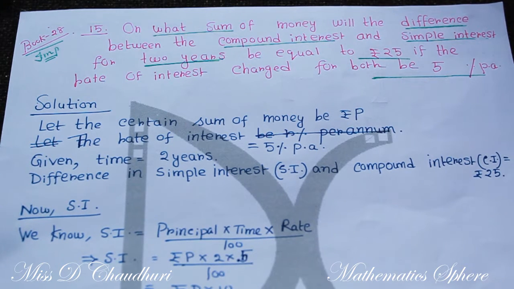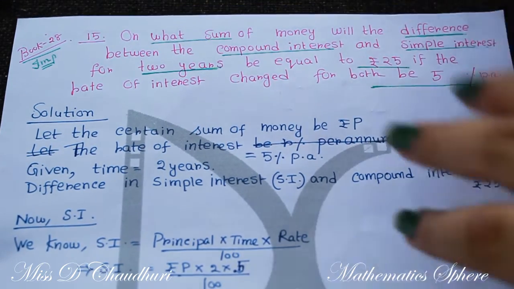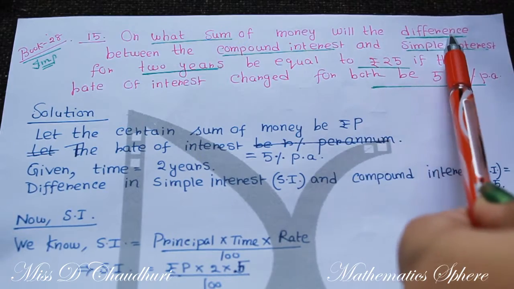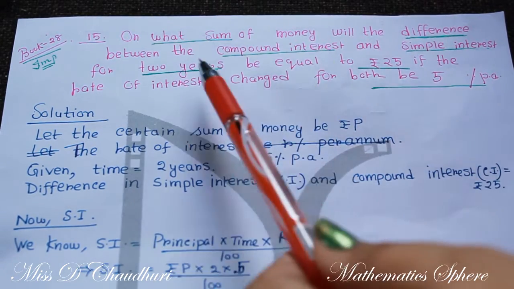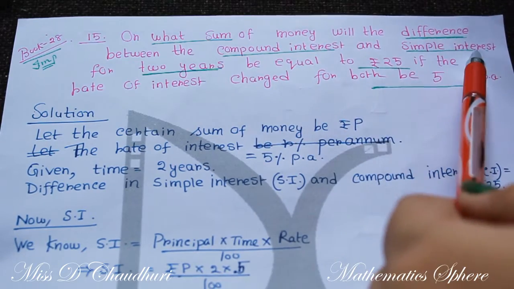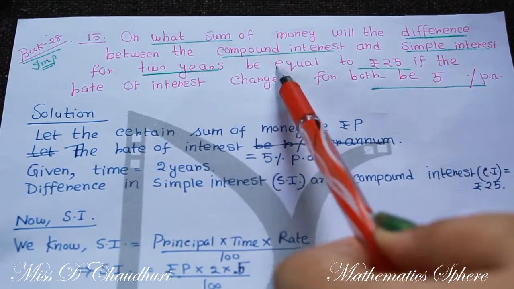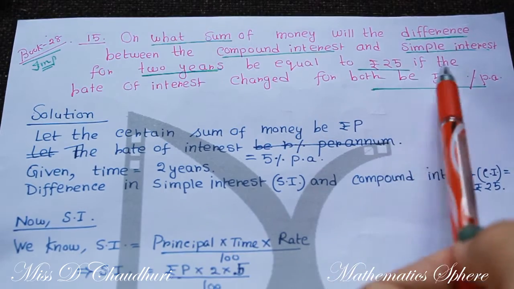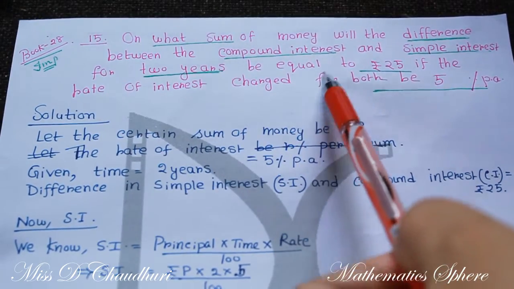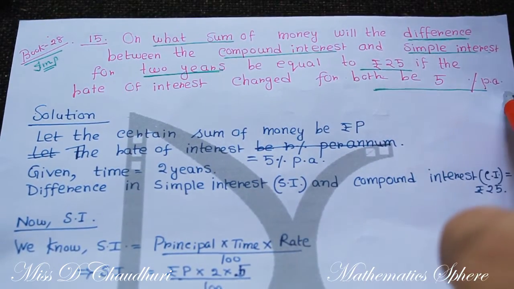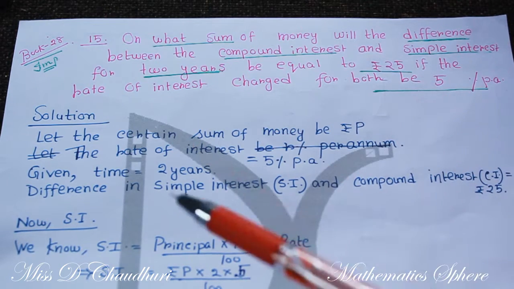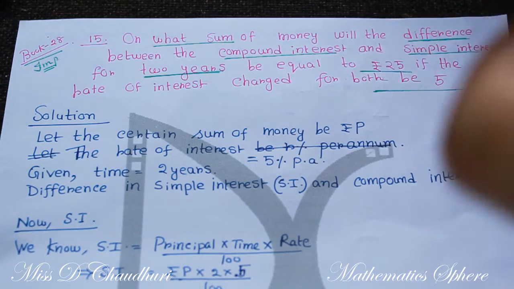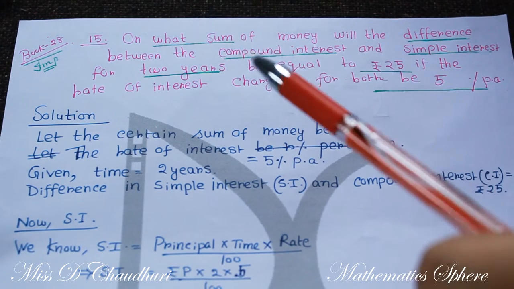First see what they have told in this question. On what sum of money will the difference between the compound interest and simple interest for 2 years be equal to rupees 25, if the rate of interest charged for both be 5% per annum, okay? So they are telling that the difference between the CI and SI is rupees 25, okay?